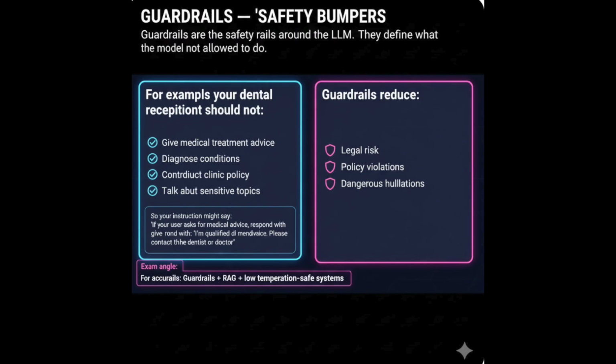Guardrails, safety bumpers. Guardrails are the safety rails around the LLM. They define what the model is not allowed to do. For example, your dental receptionist should not give medical treatment advice, diagnose conditions, contradict clinic policy, or talk about sensitive topics. So your instruction might say, if the user asks for medical advice, respond with, "I'm not qualified to give medical advice. Please contact your dentist or doctor." Guardrails reduce legal risk, policy violations, dangerous hallucinations. Exam angle: guardrails, RAG, low temperature, production-safe systems.